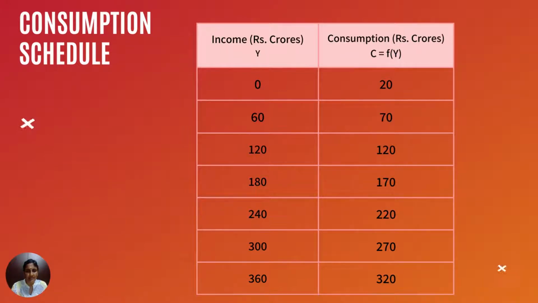In this slide, we are presenting the consumption schedule. We could see that the income and consumption is presented here in the table. The income starts from 0, goes up to 60, 120, 180, 240, 300 and 360, increasing by 60 crores. And the consumption level, even when income is 0, it is 20 and it has been increasing by 50 crore rupees.